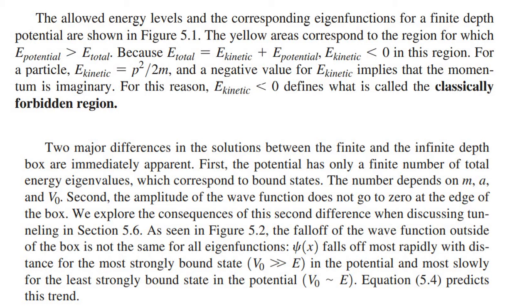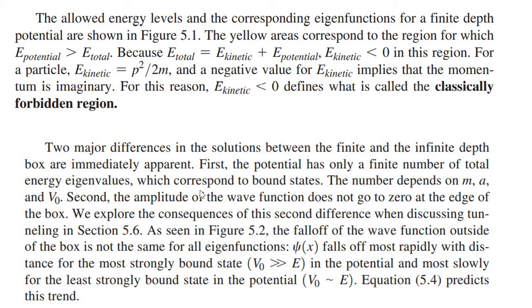Another paragraph, let me be patient enough to read it out and try to understand. Two major differences in the solutions between the finite and infinite depth box are immediately apparent. So we are now in a position to compare with the box problem that we came across at the UG level, that is the PIB problem with an infinite depth box potential. Here we have studied the box with finite depth, skipping the mathematical details, but we have seen the picture. So what are the differences?